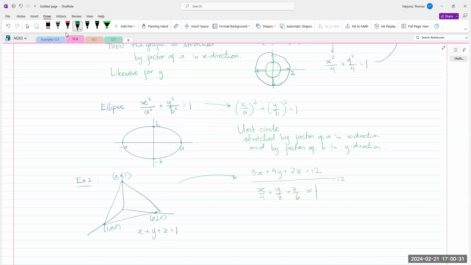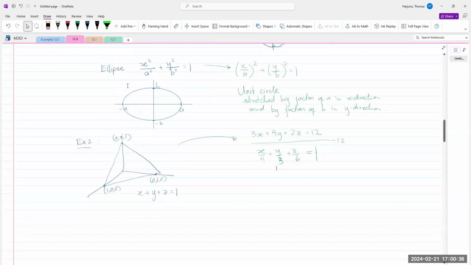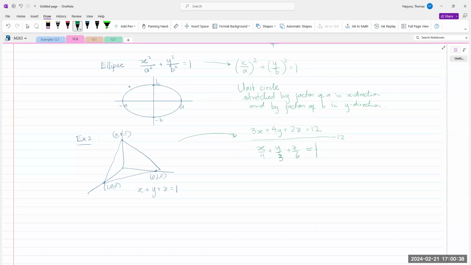Now from there, I'm sorry, this should be 3 here. Now from there, we know right away it's basically this plane here, but stretched in the x direction by 4 instead of 1. In the y direction by 3, so instead of 1 now it becomes 3. And the z direction instead of 1 now becomes 6. So this is now our plane.